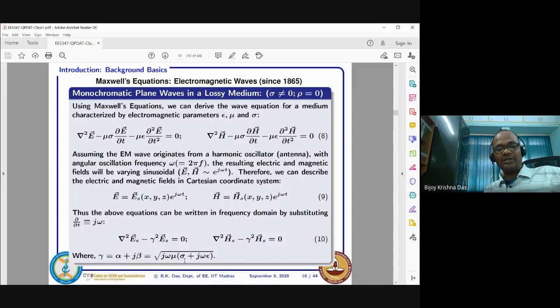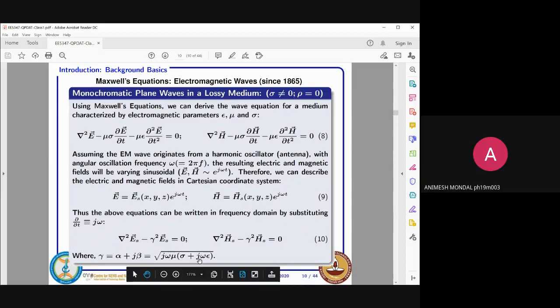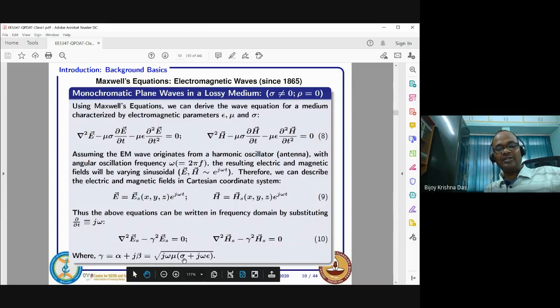Then what you will get, with sigma equal to 0, mu 0, and epsilon 0 taken out? You will get omega by c outside, and inside what will be there? Epsilon R. So beta will be omega by c times the square root of epsilon R. Can you imagine? Are you getting that? Yes, sir.